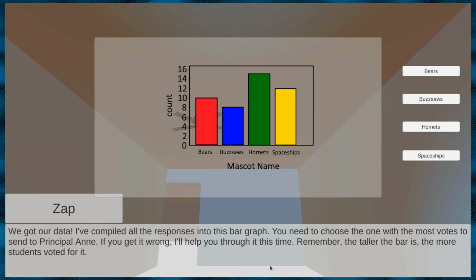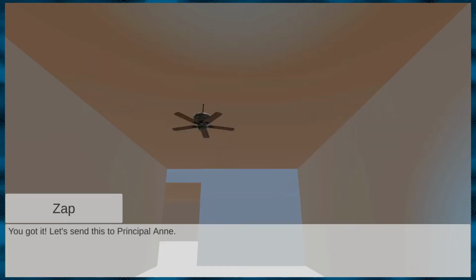You need to choose the one with the most votes to send to Principal Ann. If you get it wrong, I'll help you through this time. Gee, how do I read a bar chart? You got it. Let's send this to Principal Ann.